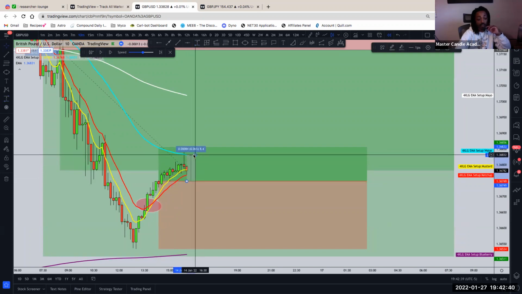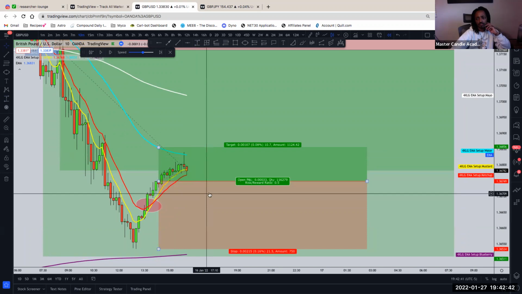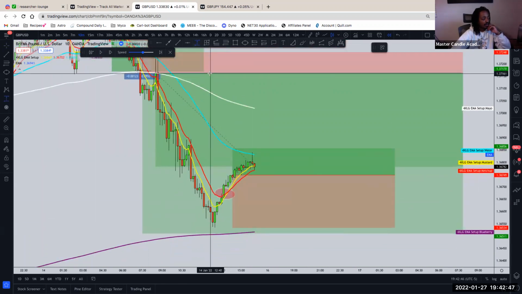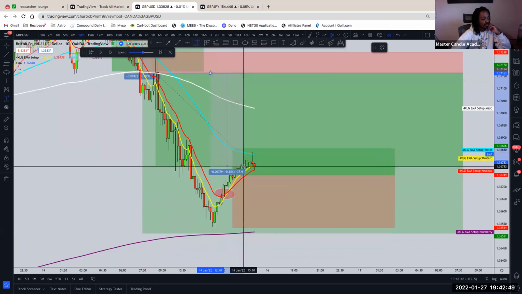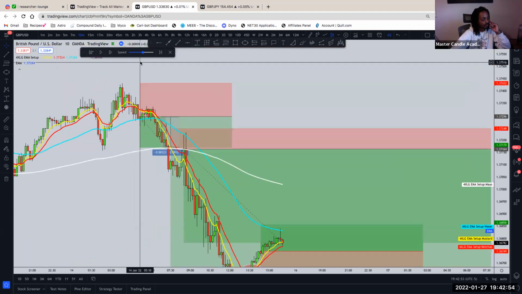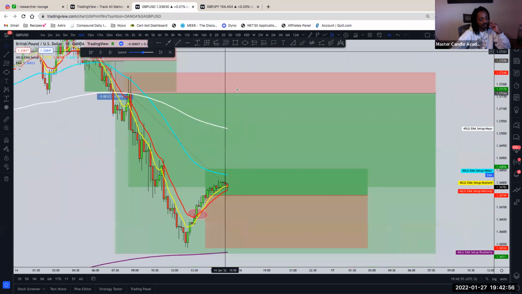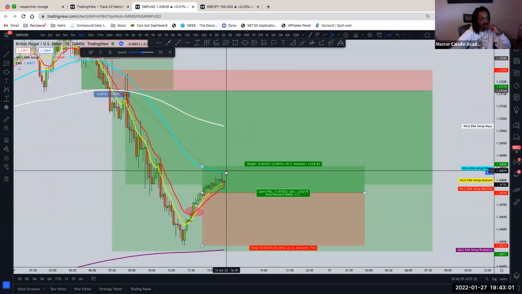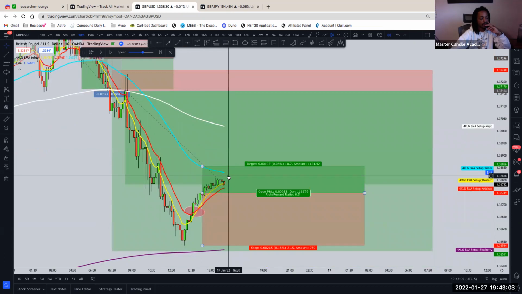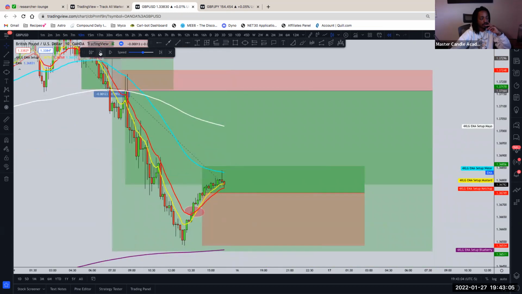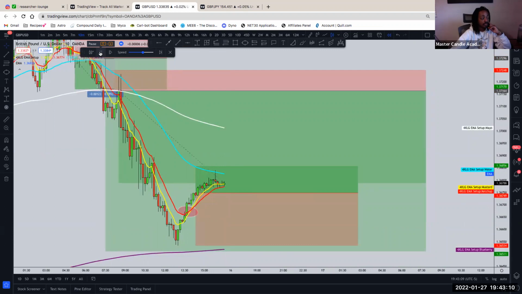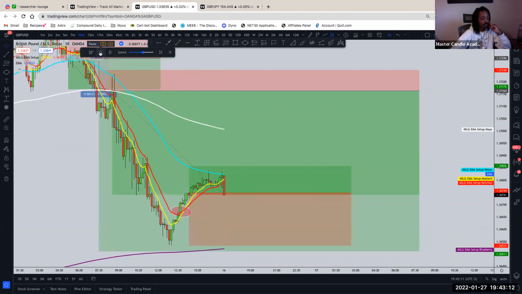8 pips, right? Standard lot, 80 bucks. But you're also already floating 37 pips on one, 38 pips on one position, and about 48 on another. Plus another 8. Right? So there's so many different ways that you can catch pips using this.